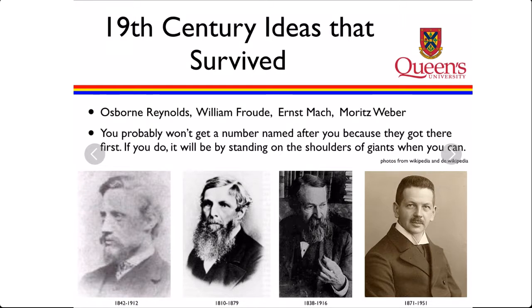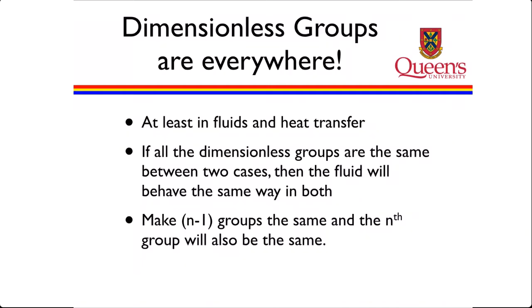All of these dimensionless groups have their roots in the 19th century. This is Osborne Reynolds, William Froude, Ernst Mach, and Moritz Weber, and they were all born many, many years ago. You probably won't get your number named after you because they got there first and they carved out all of the important ground in fluid mechanics. If you do get a number named after you, you'll be standing on the shoulders of giants like these when you do get that recognition.